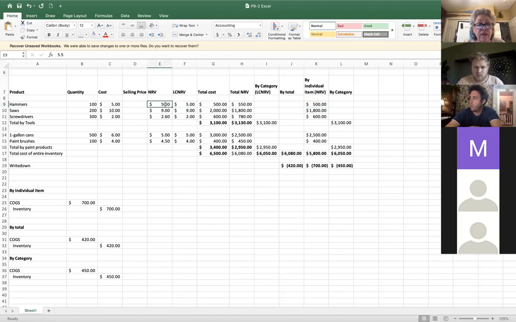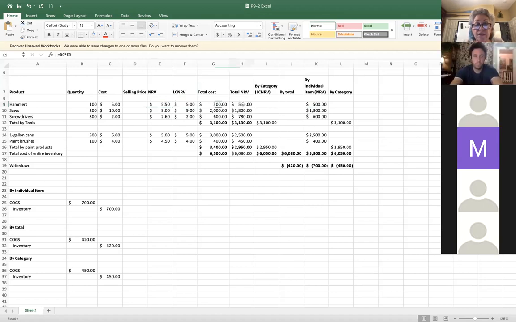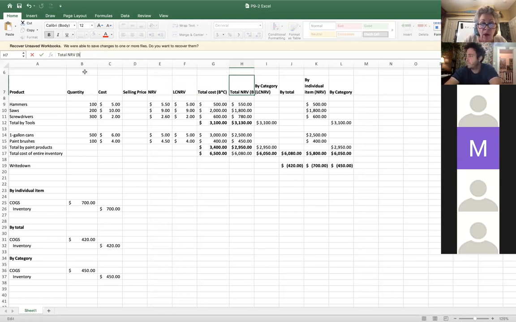So NRV times quantity is your total NRV. Cost times the quantity is the 500. So for these two items, the total cost is where I took column B times column C. This one is column B, which is my quantity, times column E.